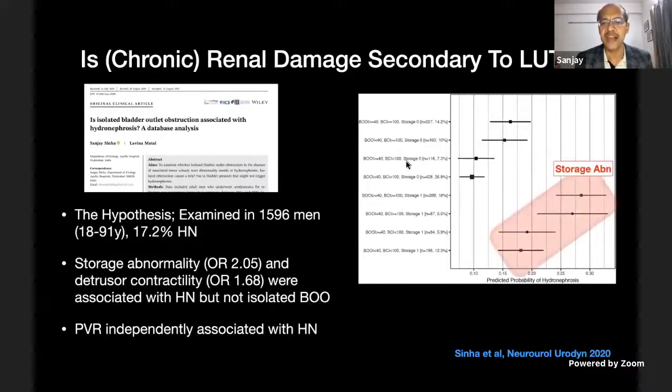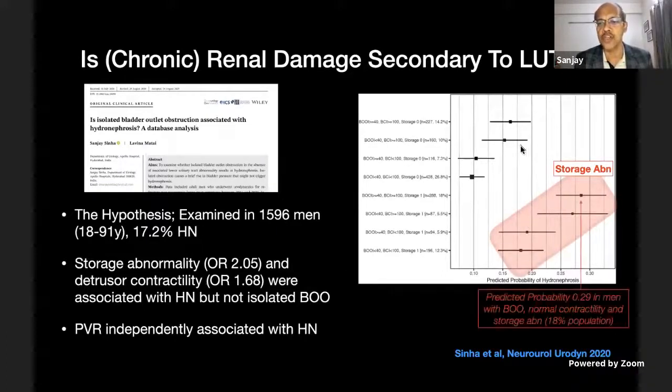And you can see these are 8 different categories of patients with storage and voiding problems. And these are the predicted probability of hydronephrosis. And you can see here that the predicted probability of hydronephrosis is much higher in patients who have storage abnormalities compared to patients who have isolated obstruction. So in fact, in our patients, storage abnormality had the highest odds of developing hydronephrosis, but isolated bladder outlet obstruction was not associated with hydronephrosis in our patients.